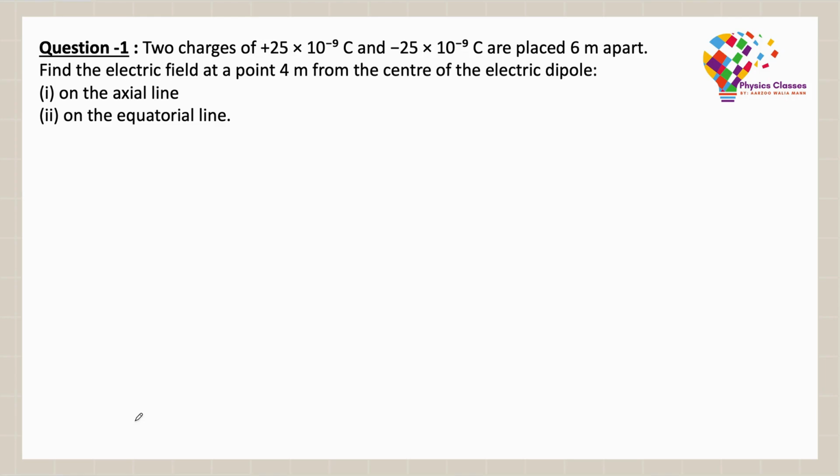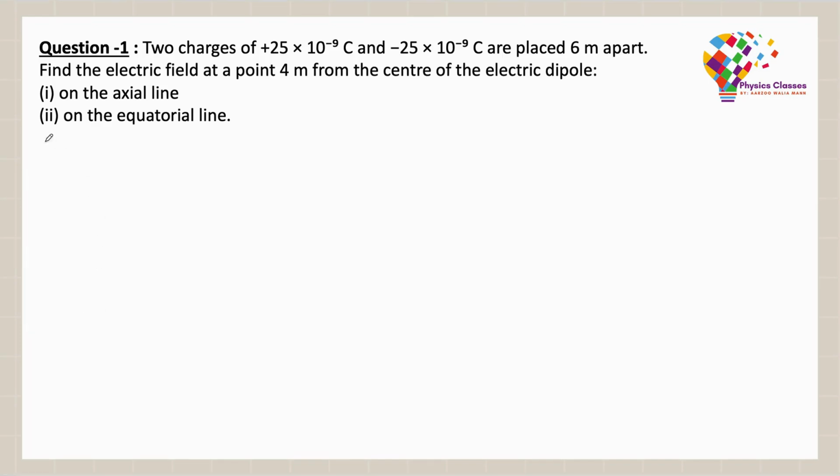It's a formula based question, just direct substitution is involved. So it says that two charges of plus 25 into 10 to the power minus 9 coulombs and minus 25 into 10 to the power minus 9 coulombs are placed 6 meters apart. Find the electric field at a point 4 meters from the center of the electric dipole on the axial and the equatorial line. So we have two parts. Now they haven't told us that this is a dipole directly, but you can see that the two charges are equal and opposite and they are separated by some distance. So it is a dipole.